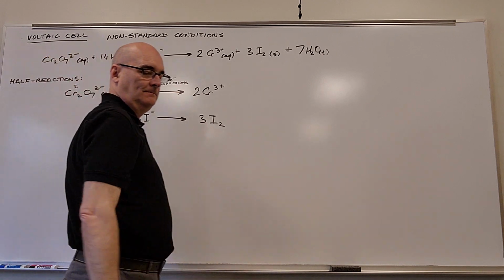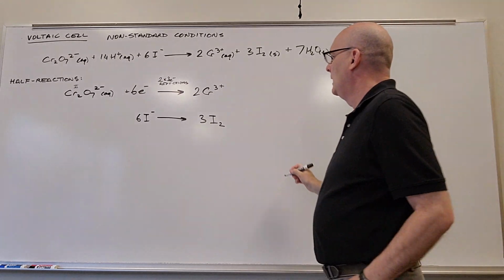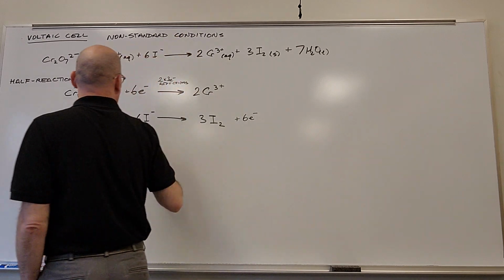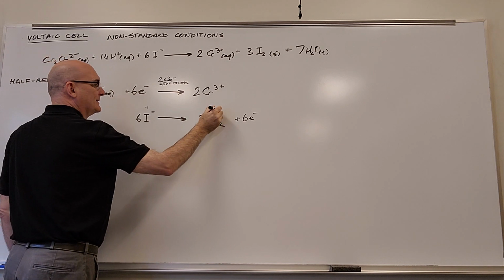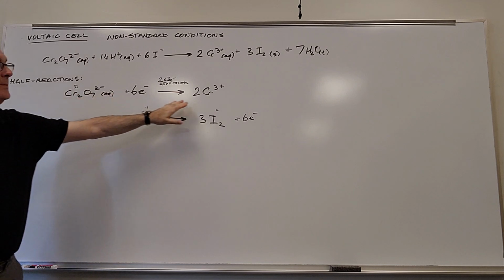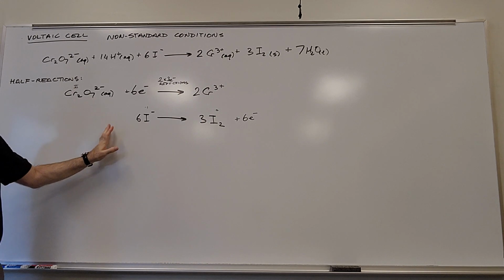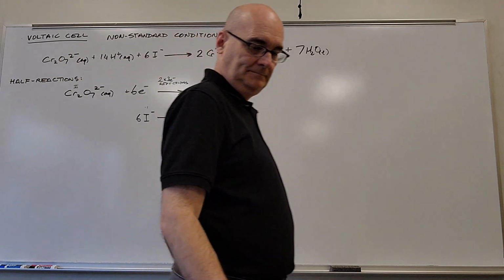This one right there. There'll be 6 electrons on the right. We go from iodide to iodine, where this is a -1 and that's a 0. So that's 6 of them. And reductions. So I'm going from +6 to +3, lowering my oxidation state, so that one's a reduction. This one is written as an oxidation. Okay, we're almost there.